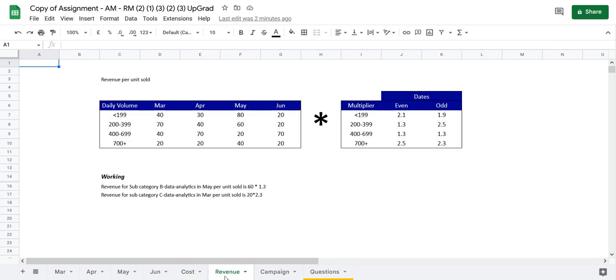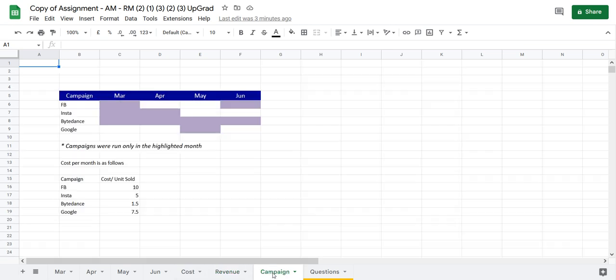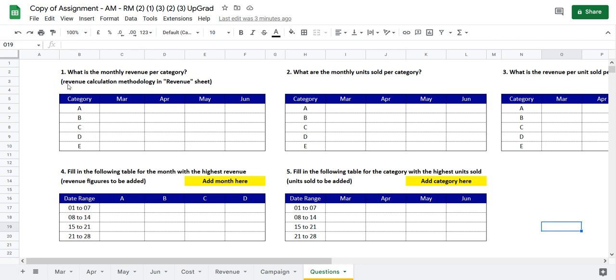Similarly for revenue they have given the same two tables. If the dates are even, then the multiplier factor is different. And based on month as well, revenue per unit sold is different. So we have to use these two tables for calculating revenue per unit sold. Then there is one campaign, which we will discuss later.